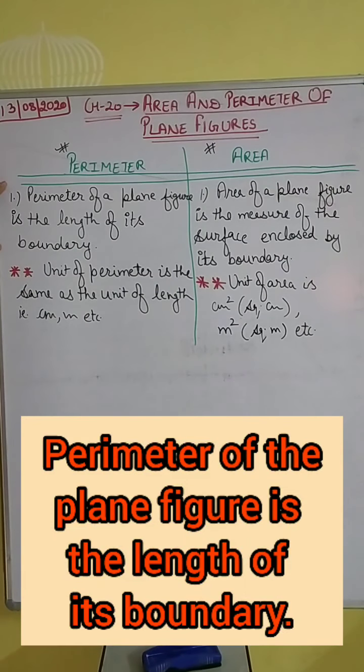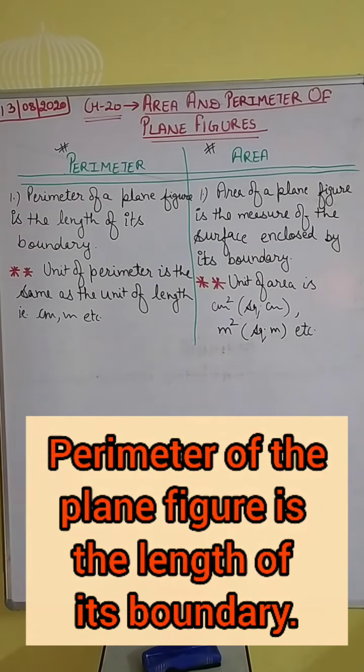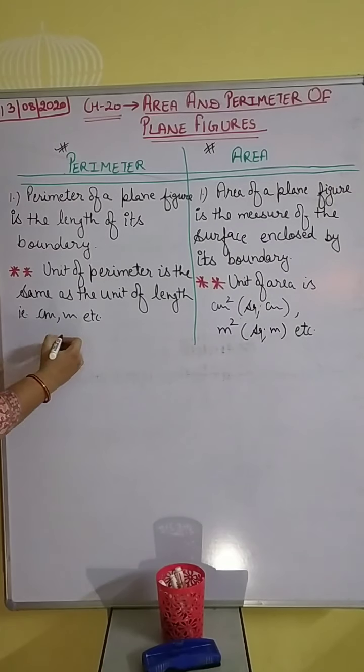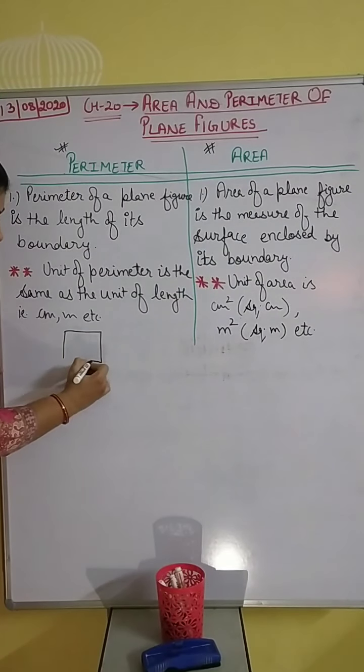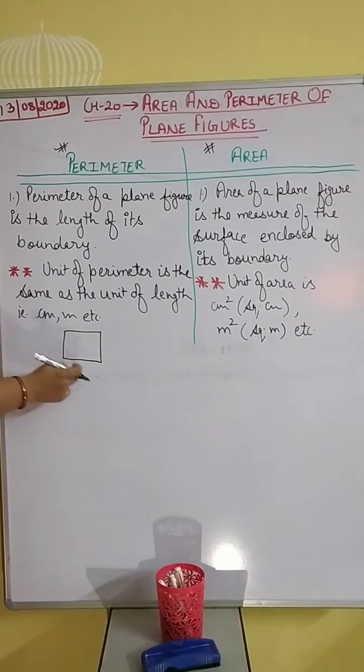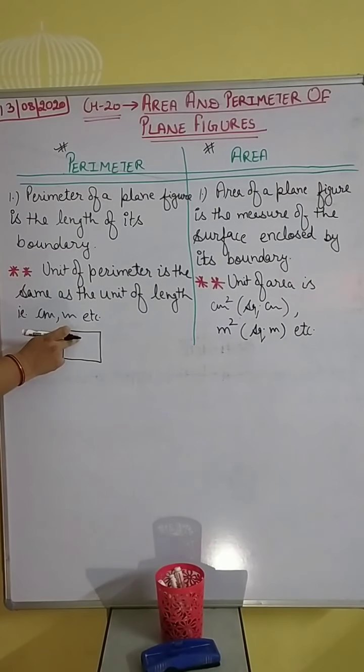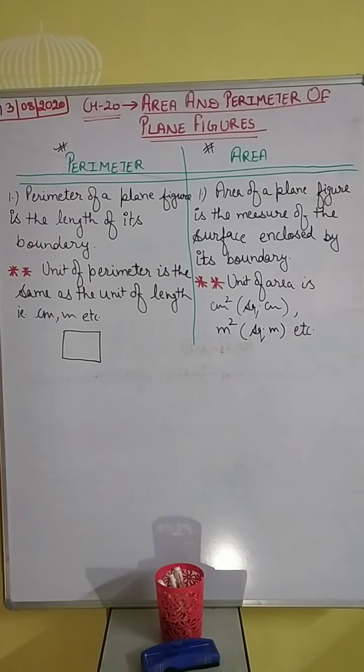Perimeter. Perimeter of a plane figure is the length of its boundary. For example, let us suppose this is a rectangle. Then perimeter of this plane figure, rectangle. Plane figure, 2D figure. Triangle, square, rectangle. These are the plane figures.